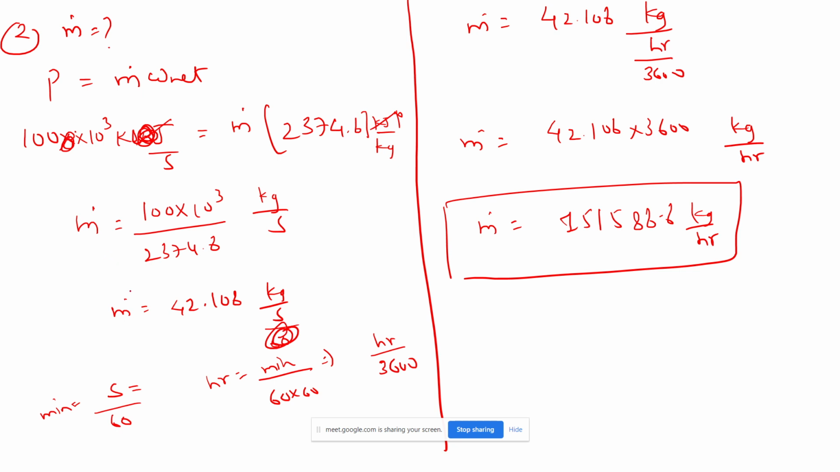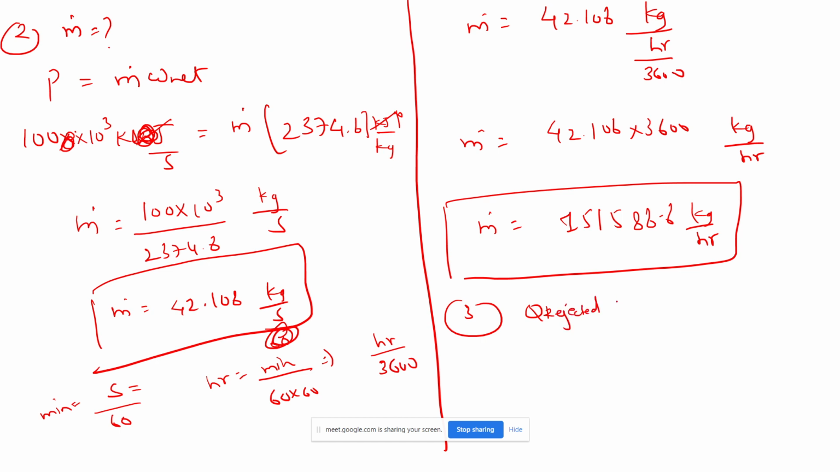Okay, you have to remember this value also. Now third part, what have they asked? They have asked to calculate the Q rejected, the heat rejected in the condenser only there.